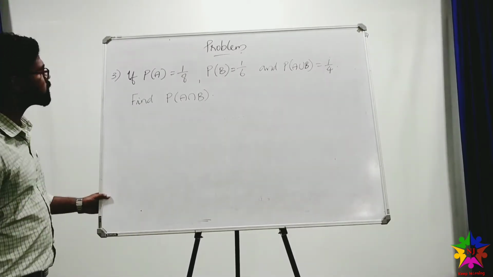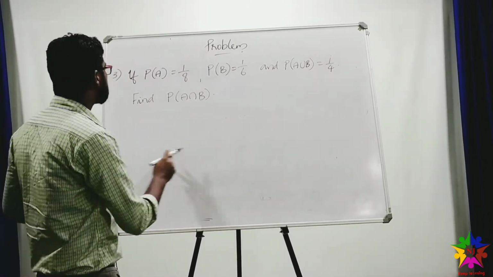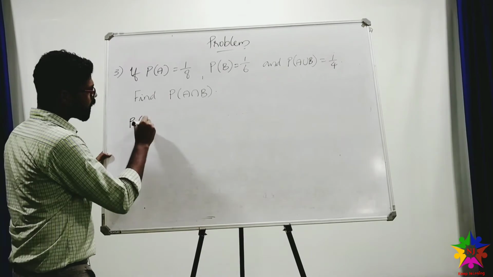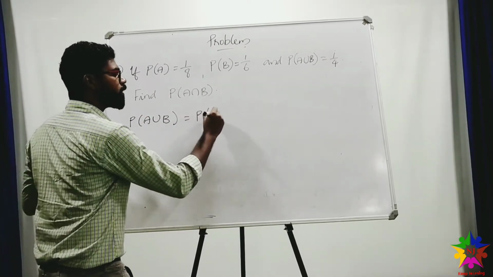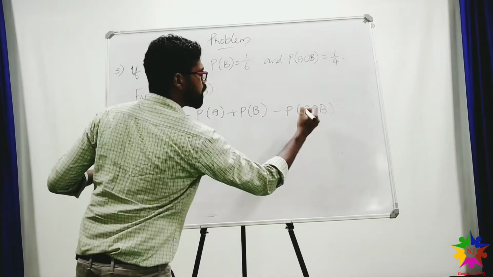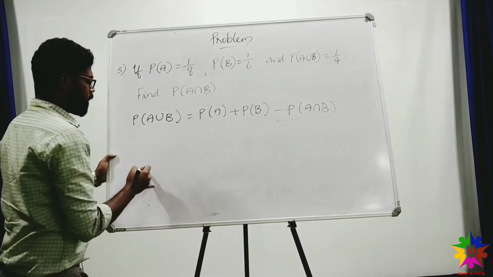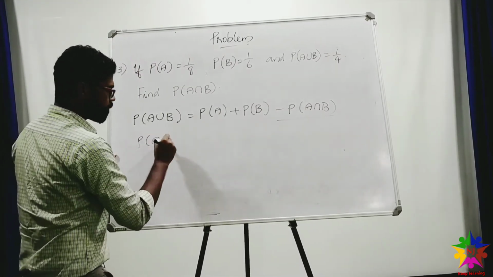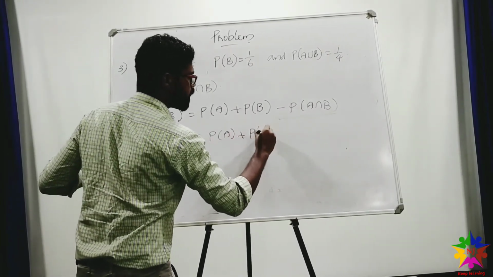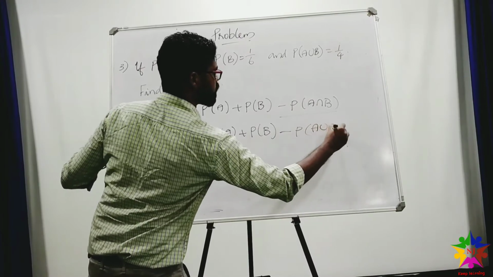Let's work out another question. If probability of A is equal to 1 by 8, probability of B is equal to 1 by 6, and probability of A union B is equal to 1 by 4, find probability of A intersection B. From the addition theorem of probability, we know that probability of A union B is equal to probability of A plus probability of B minus probability of A intersection B. So we have to find probability of A intersection B, and I am writing it as probability of A intersection B, taking it to one side: probability of A plus probability of B minus probability of A union B.